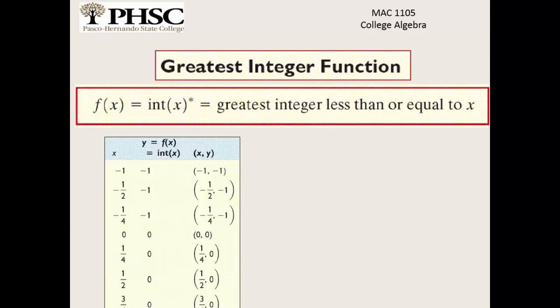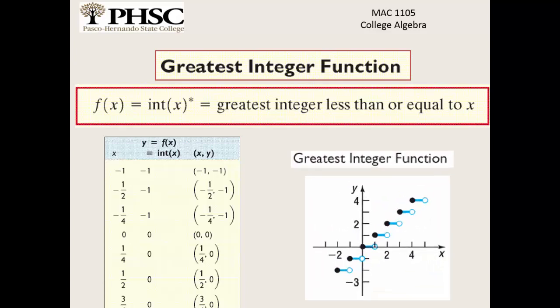Then when it's 0, of course, it's 0. 1/4 is 0, 1/2 is 0, and so on. And this is what it looks like. You might have seen this before, and this is a step function. Some people call it a step function. And so you can see how we graph this function. It's not a continuous function because it does have gaps.